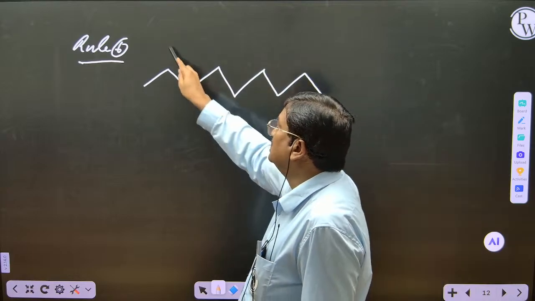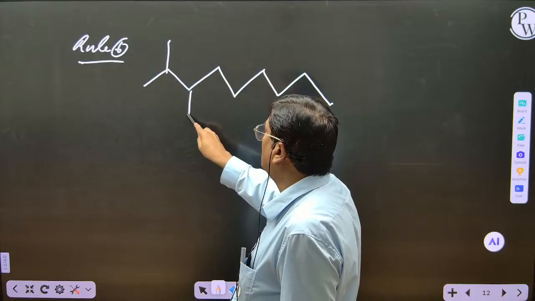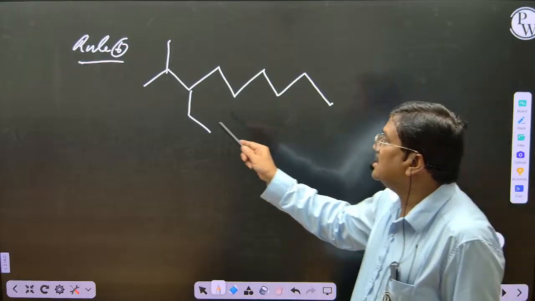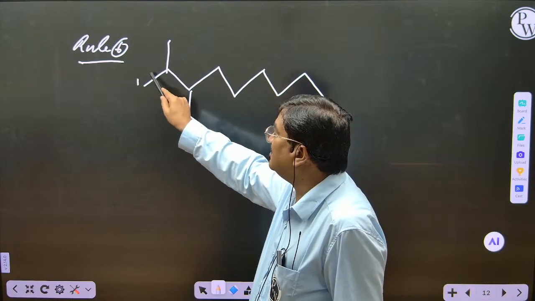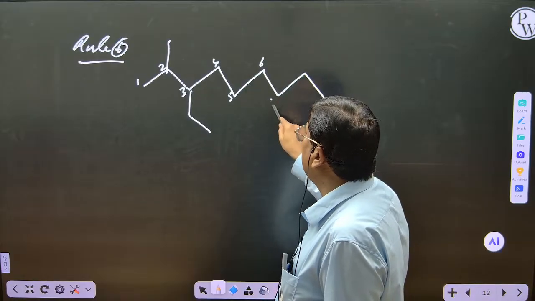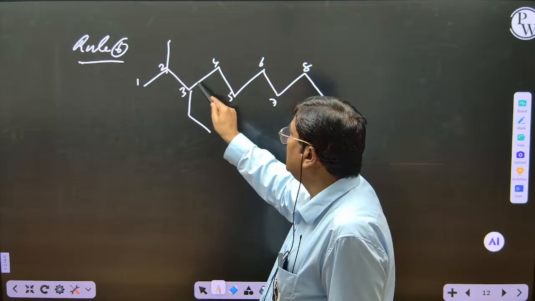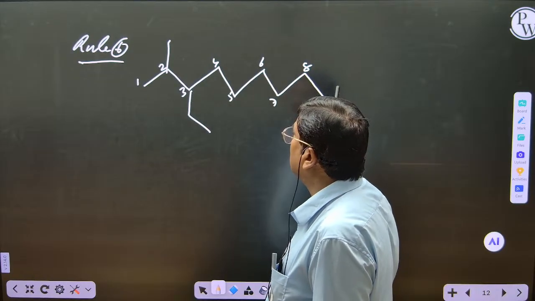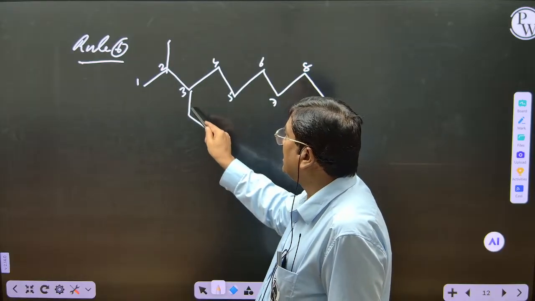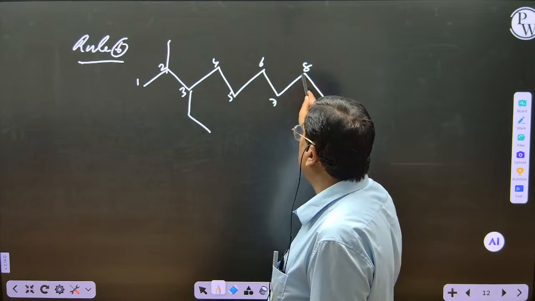Select the long chain. Only one possibility we get now. See how, if I give numbering from here: 1, 2, 3, 4, 5, 6, 7, 8, 9. Any other possibility if I come from here: 1, 2, 3, 4, 5, 6, 7, 8, 9. In both cases I am getting the same. If I go straight, 9; if I come like this also, 9 I am getting.